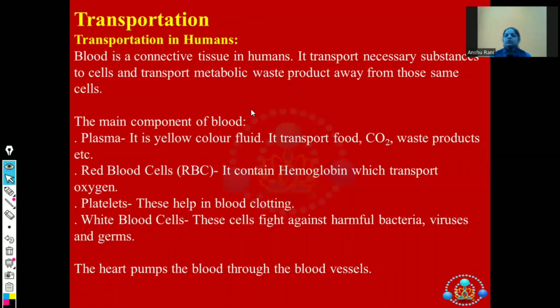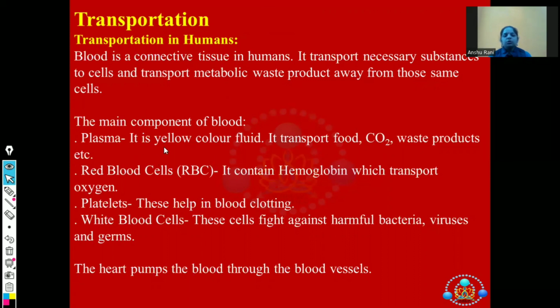Next we have transportation. In transportation, first we have transportation in human beings. Transportation is simple. Transportation means movement of food and other things in a body. Blood is that connective tissue which helps in transportation of substances. It transports metabolic waste from one part to another part.